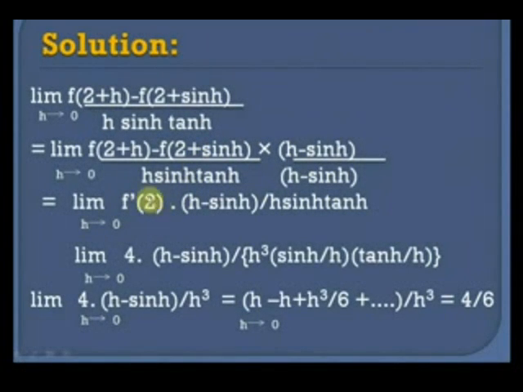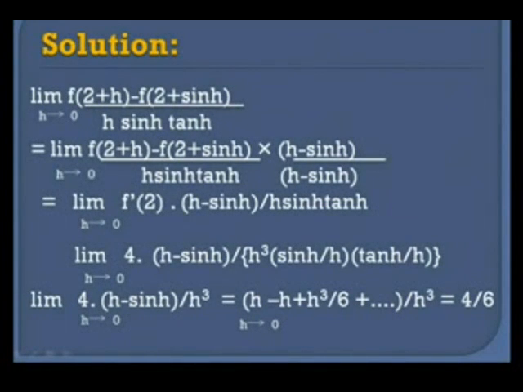So we write it f dash 2 into h minus sin h divided by h into sin h into tan h. Now what we do is we multiply and divide the denominator by h square. So we get 4 times h minus sin h whole divided by h cube into sin h by h into tan h by h. Here f dash 2 is equal to 4. Now we know that sin h by h and tan h by h are equal to 1 when h tends to 0. So this reduces to limit of 4 into h minus sin h by h cube, h tending to 0.